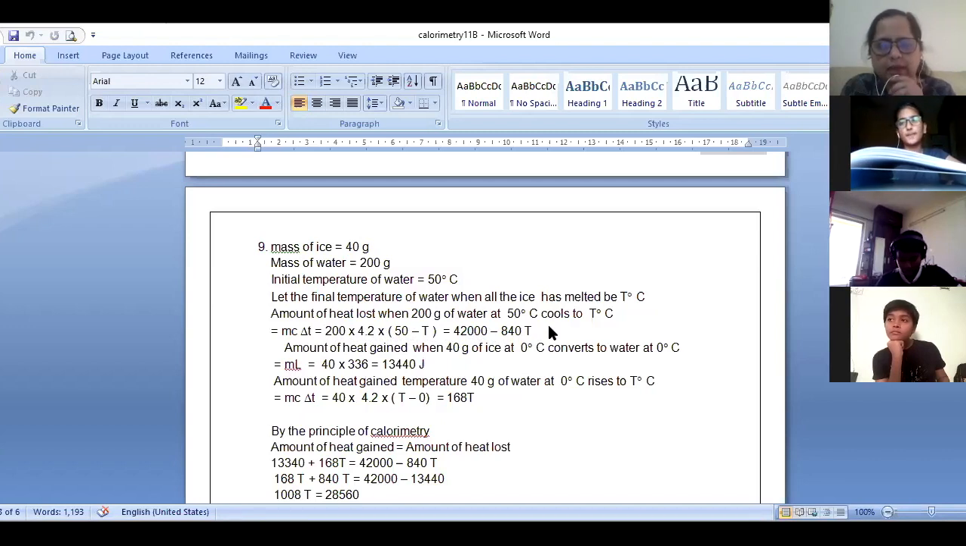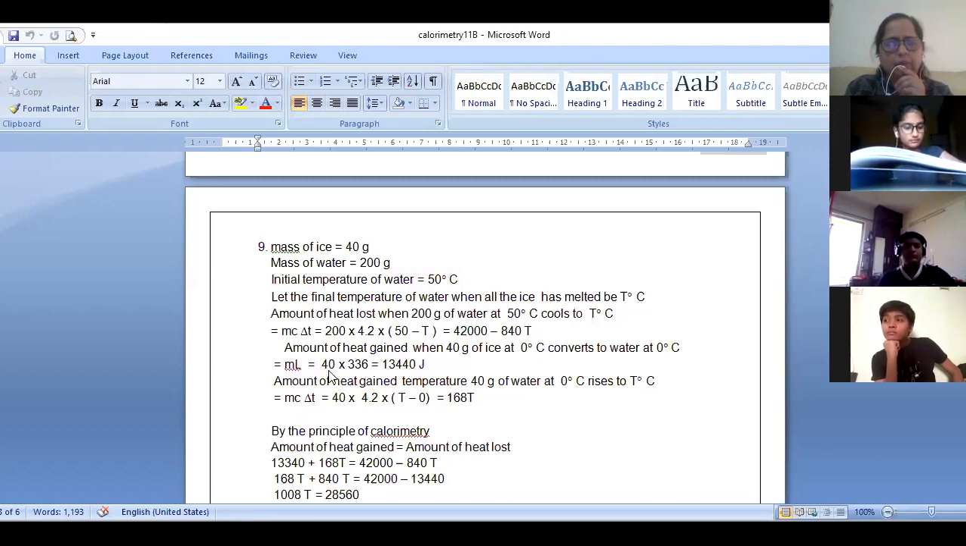Now let's start with ice. The first thing you have to do is the change of phase. Are you understanding? With ice, you're going to do a change of phase. So the amount of heat gained when 40 grams of ice at 0 degrees converts to water at 0 degrees. First will be the change of phase, so it will be M into L.